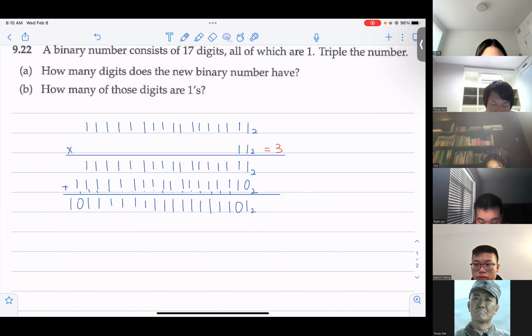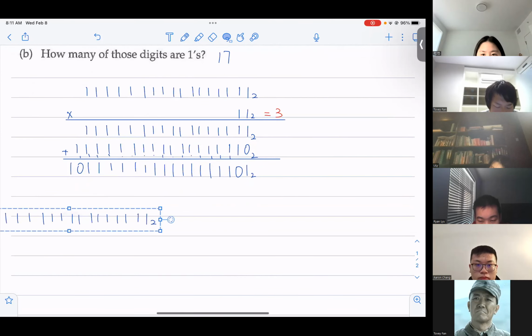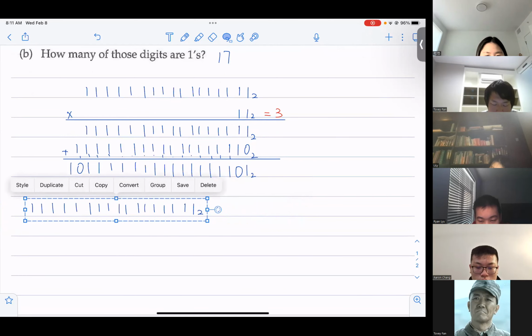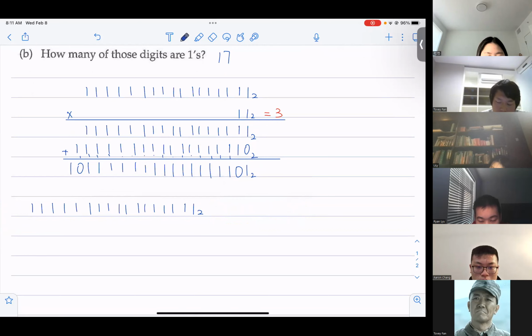I believe so. Initially, you had 17 digits. So now you have 2 more digits, so you have 19 digits, right? And 2 of them are zeros, so that means 17 of them are ones. Okay, this is one way to do it. We have another way to do it. Of course, you can just add it up 3 times. I'm gonna skip that. Another way to do this is to use the decimal system, okay?